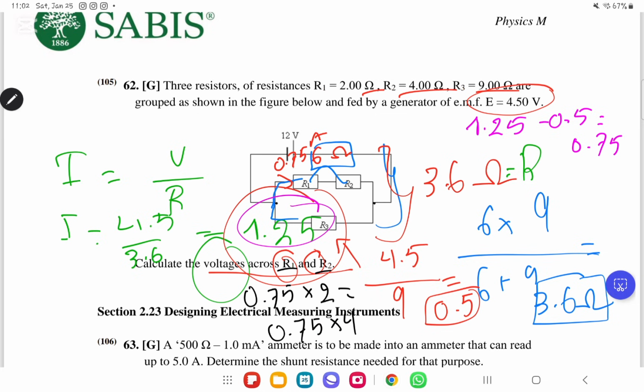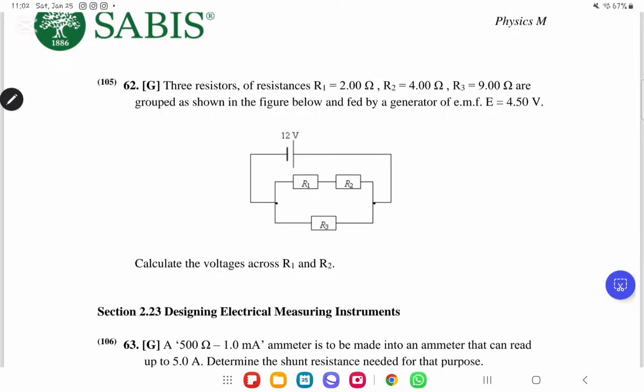So for R1 you are going to get an answer of 1.5, and for R2 you are going to get an answer of 3 volts. Now, if you want to see something nice, we know that in series, the voltage is going to be split. So if you add these two, since they are in series, 3 plus 1.5, you are going to get 4.5. So that is it for question 62.